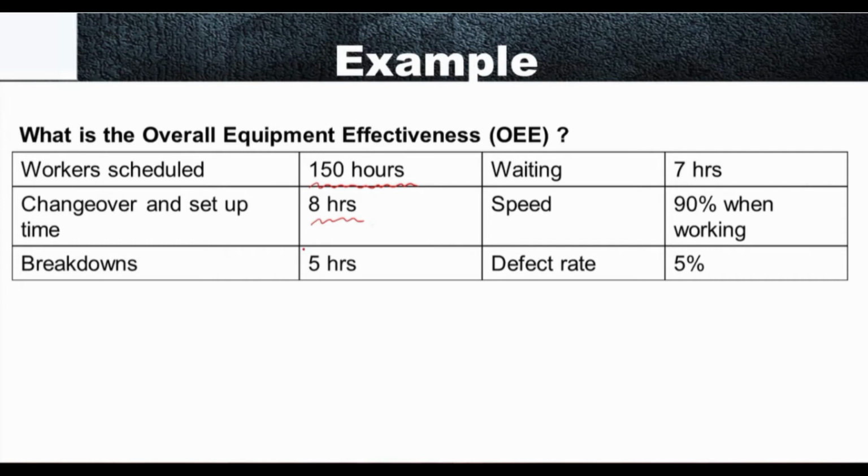The project was also faced with 5 hours of breakdown. So when, for instance, the software was not available or working, or the hardware was not available or working. There were also 7 hours of waiting, in which resources, in this case human resources mostly, were waiting for instructions, or waiting for input from colleagues or input from management. Finally, the speed was 90% when the human resources were actually working.